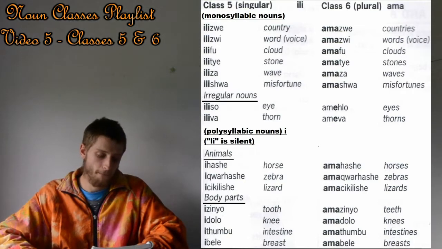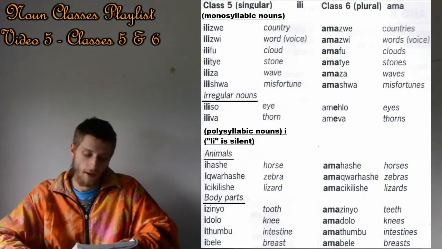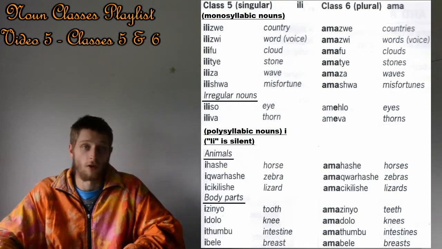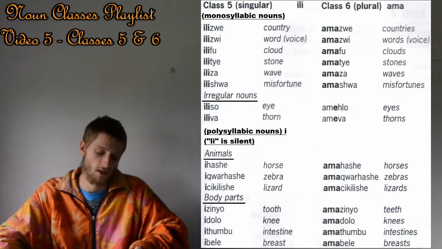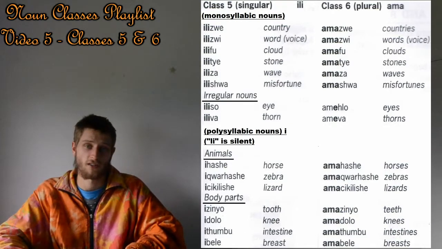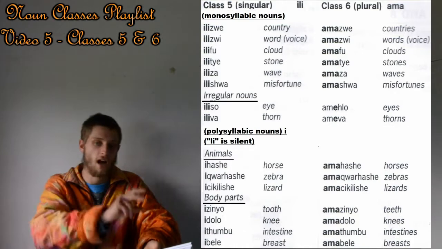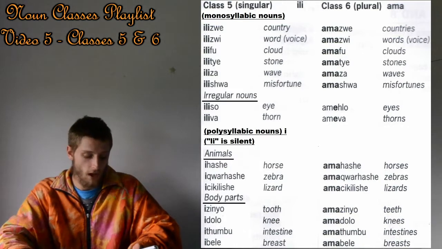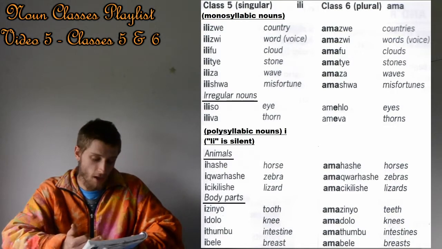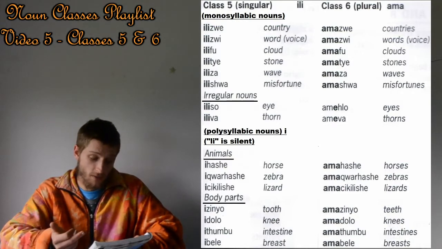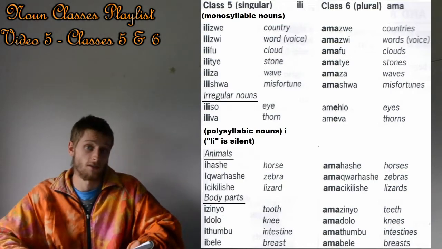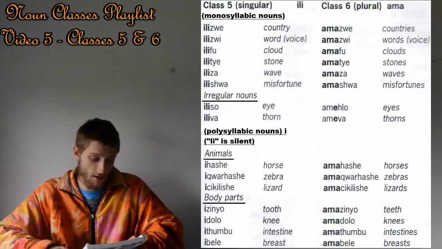We just did ilizwe, and you can see why that holds true for monosyllabic nouns. Now let's do some polysyllabic ones, like hashe. That's two syllables, ha-she, so that's why ostensibly it has a silent li. Same with ikwahashe, which means zebra. Okay, kwahashe. I didn't even know that was a word, but hey, it's cool.